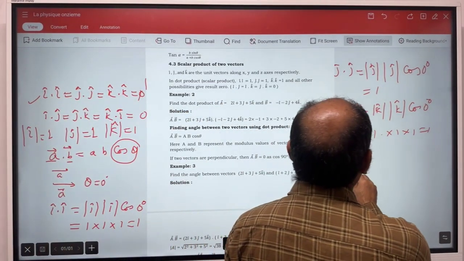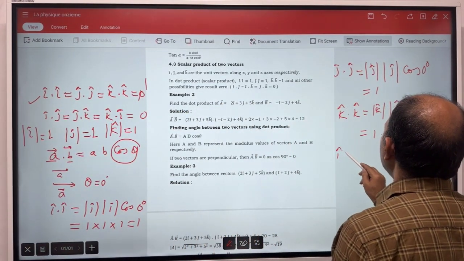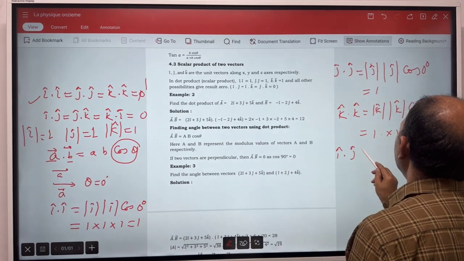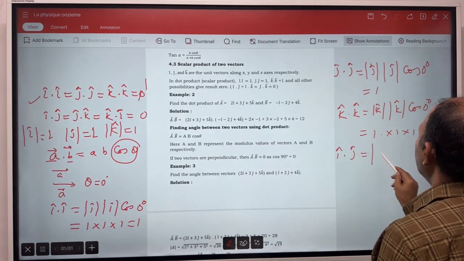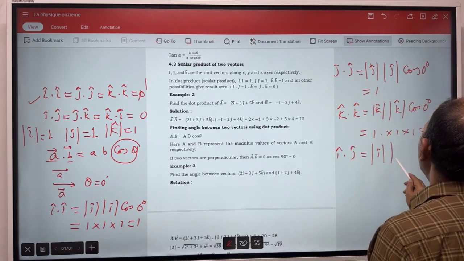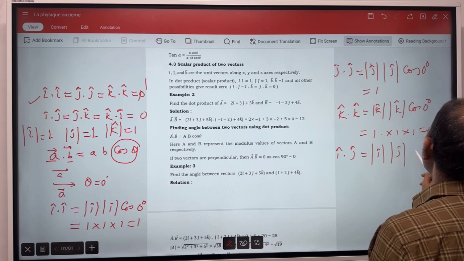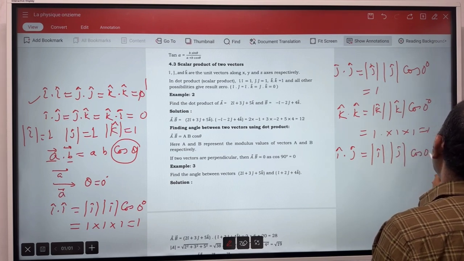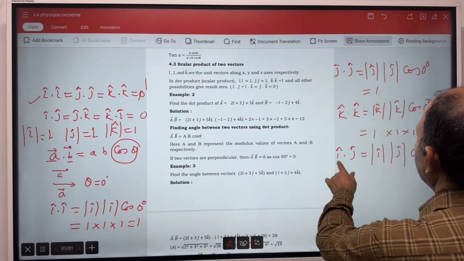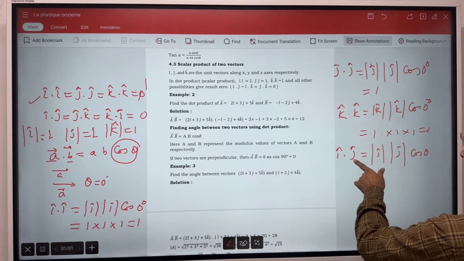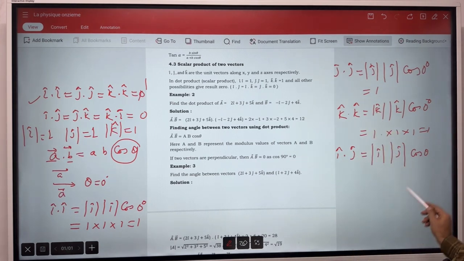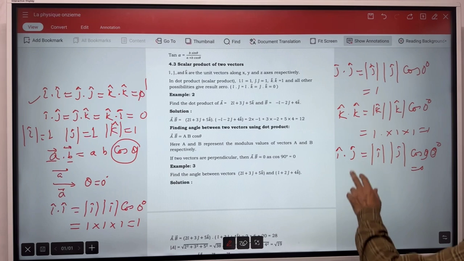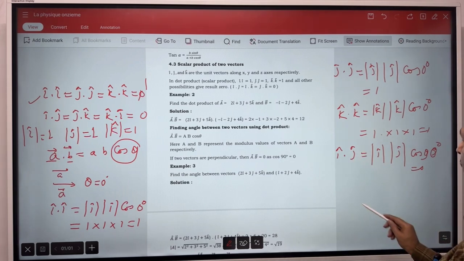So it is simple. Suppose we take I cap dot J cap. So rule says we will write modulus of I cap, modulus of J cap times cos theta. This unit vector is along x-axis and J vector is along y-axis, so angle between them is 90 degree. So cos, not theta here, just write 90 degree. And you know cos 90 equal to 0. So I dot J will become 0.